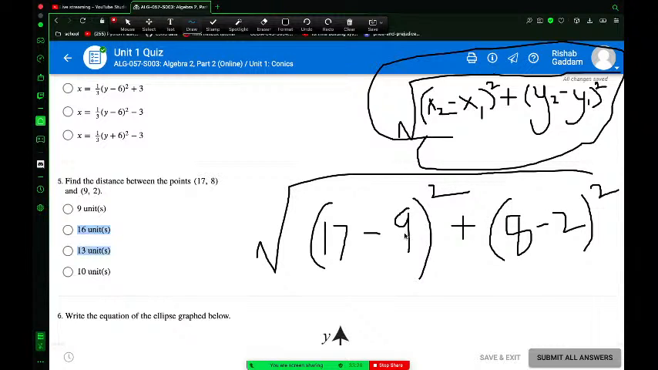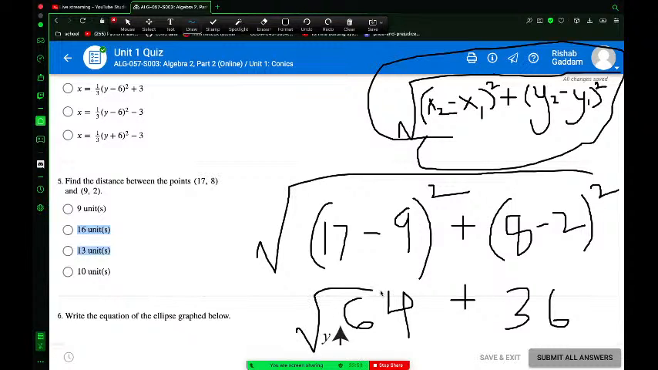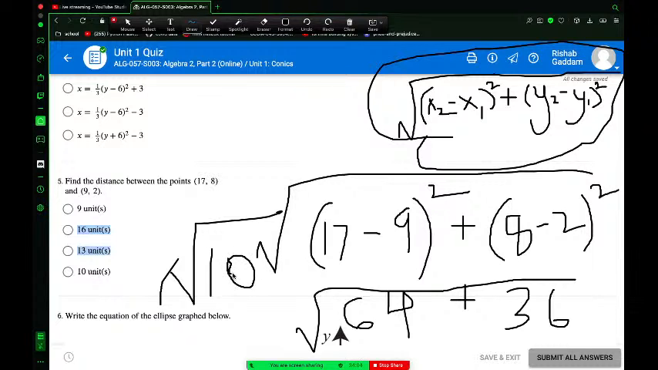So you have 17 minus 9. That's 8. 8 squared is 64. Plus 8 minus 2 is 6. 6 squared is 36. So we have 64 plus 36, which is 100. And the square root of 100 is 10. Is 10? Yeah. Good job, Satvik. The answer is 10.